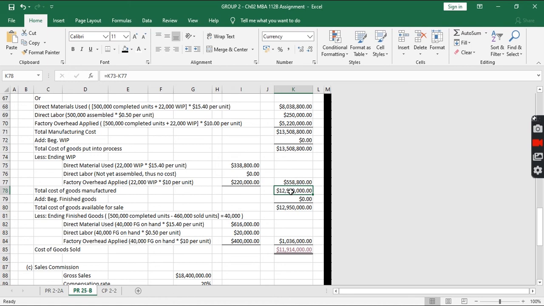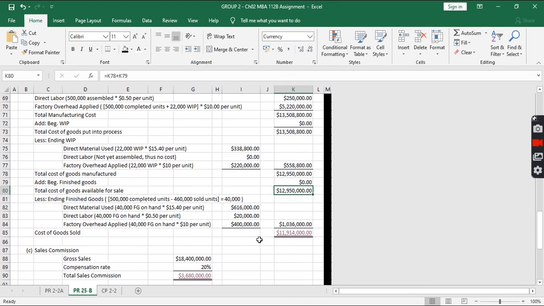Total cost of goods put into process less the ending work in process inventory should give us a total cost of goods manufactured. And since we don't have a beginning finished goods, our total cost of goods manufactured and our total cost of goods available for sale are equal. Now, for our ending finished goods, remember that completed jobs were 500,000 units and the sold units were 460,000. So that should give us finished goods on hand totaling 40,000 units. Multiply that by the rate for direct materials, direct labor, and factory overhead. This should give us a total ending finished goods amounting to 1,036,000.